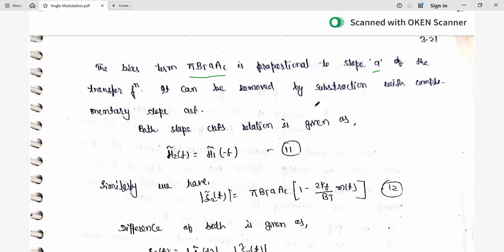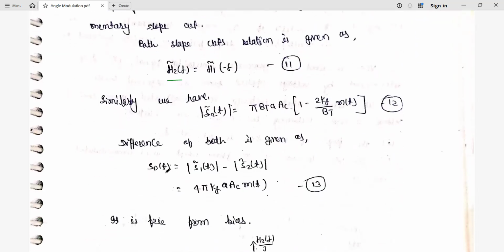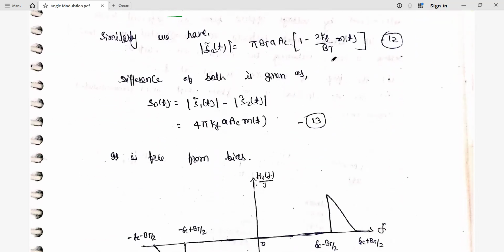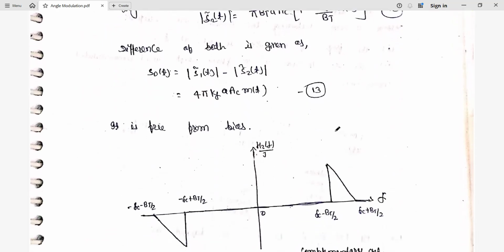That's why the second slope circuit is the complementary of the first slope circuit. The relation for the response of the second slope circuit can be given as H2 of f equal to H1 of minus f. That is equation number 11. Similarly, on the basis of this, we can obtain the response of this slope circuit too. That is going to be this part. Here a small change: you will see that the sign is going to change. Now finally we have the difference of both, which is going to be 4 pi k_f A into A_c into m of t. This is equation number 13.